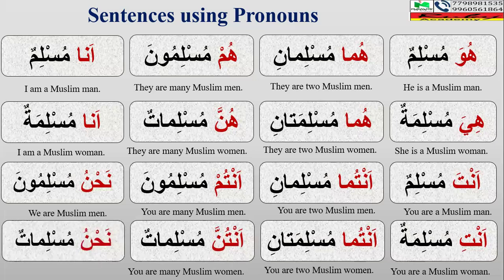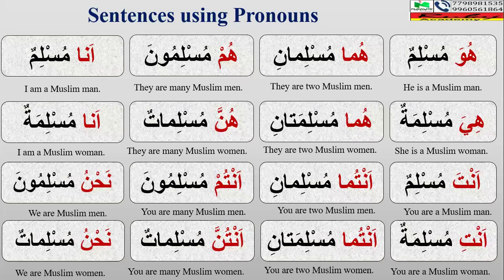Now let's take the first person. Ana Muslimun, I'm a Muslim man. Ana Muslimatun, I'm a Muslim woman. Nahnu Muslimuna, we are Muslim men. And nahnu Muslimatun, we are Muslim women. So these are the uses of male and female. We use masculine and feminine. If you want to use male and female, you may use.